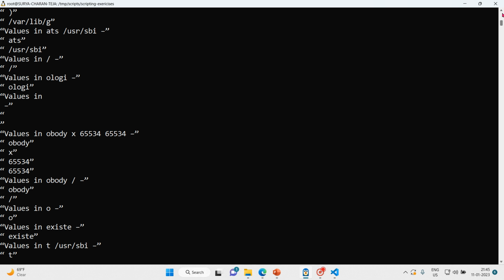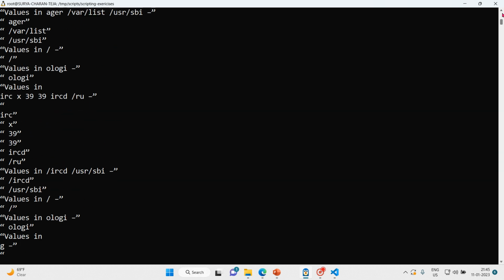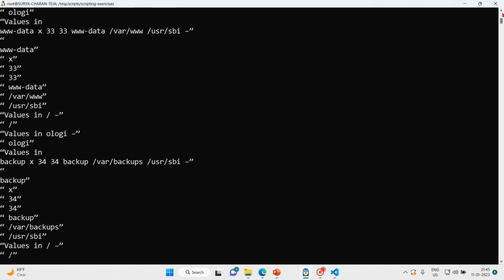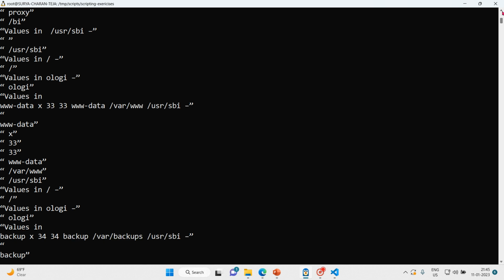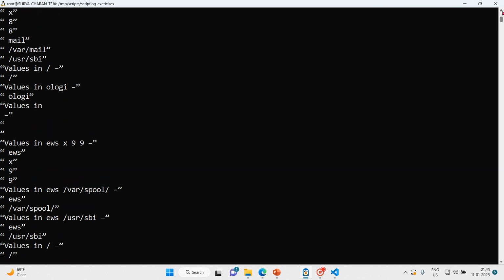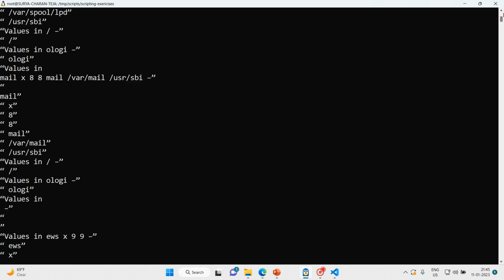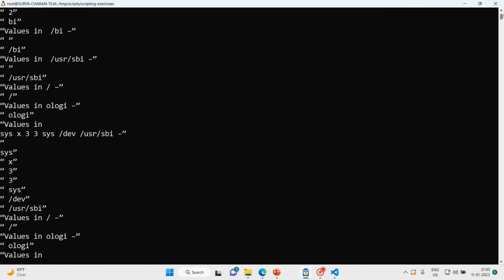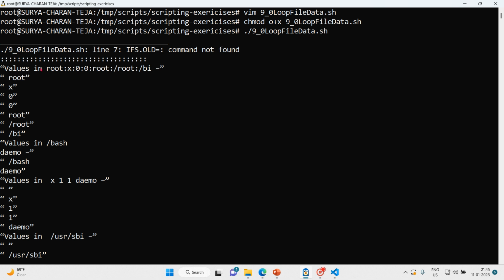Let's hope it doesn't take too long. Should I continue? What do you guys suggest? Should I keep scrolling up or what should I do? Okay, yep. Here is the first one. If you see it, the first one values in root, and after that this line is completely bifurcated into root and then x and 0 based on the colon.